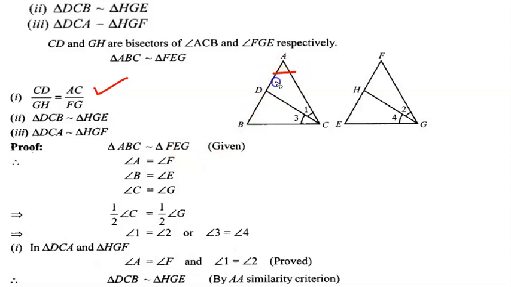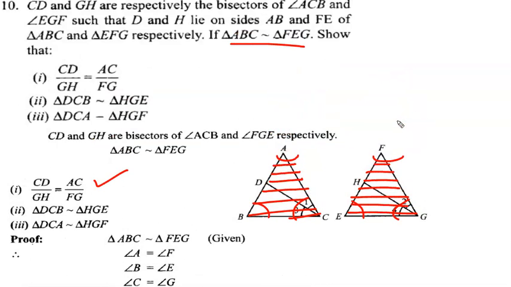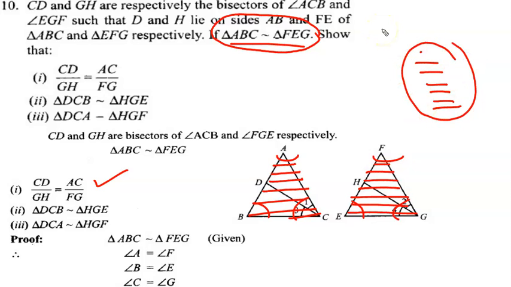In these triangles, angle A is equal to F, angle B is equal to E, angle C is equal to G. Why do we say so? Because it is given here. If these two triangles are similar, then all the three angles have to be equal: 1, 2 and 3.